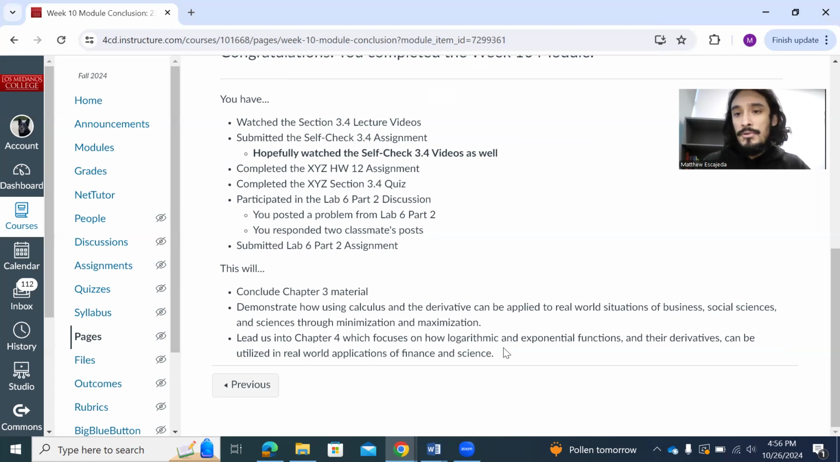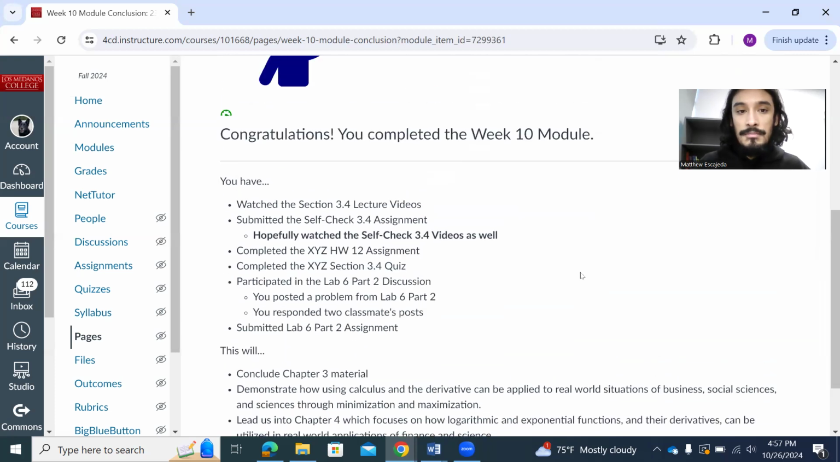So chapter 3 and 4 of this second learning unit for our next exam material is really applied stuff with this calculus material. But okay, so that does it for this week 10 module.